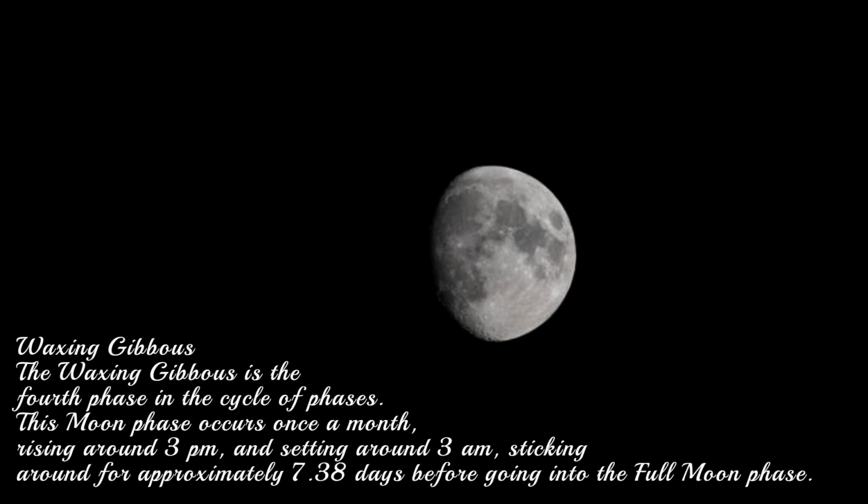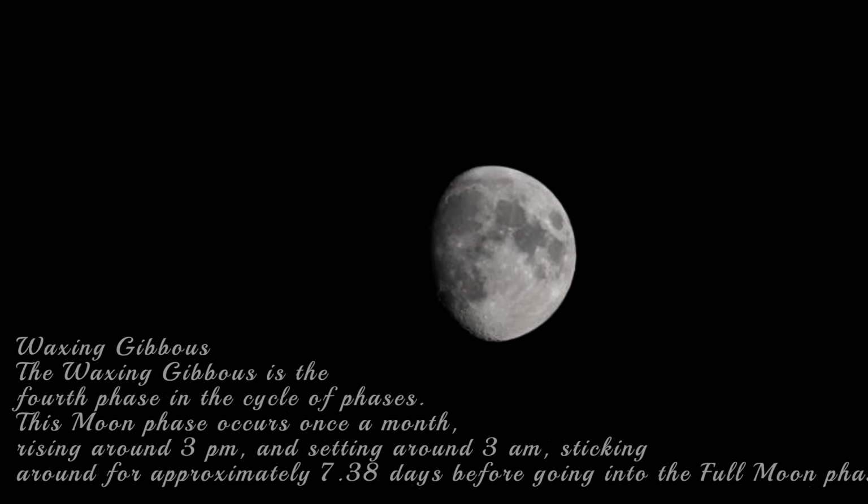Waxing gibbous. The waxing gibbous is the fourth phase in the cycle of phases. This moon phase occurs once a month, rising around 3 p.m., and setting around 3 a.m., sticking around for approximately 7.38 days before going into the full moon phase.